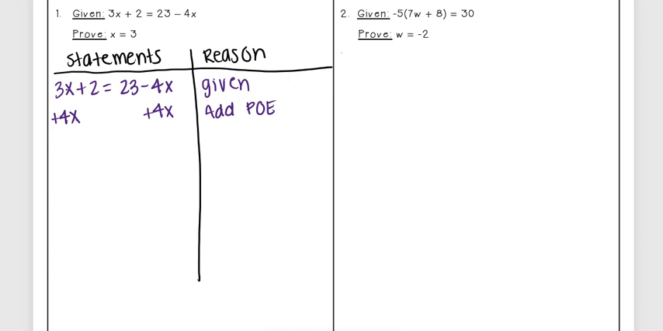And so those cancel. 3x plus 4x, I get 7x. What step did I do here? Well, I was just finishing adding them, and so I just simplified. My next step, I want to get x by itself, so I need to move my 2, so I'm going to subtract 2 from both sides. What's the property that allows me to subtract the same thing on both sides? Well, that's my subtraction POE.